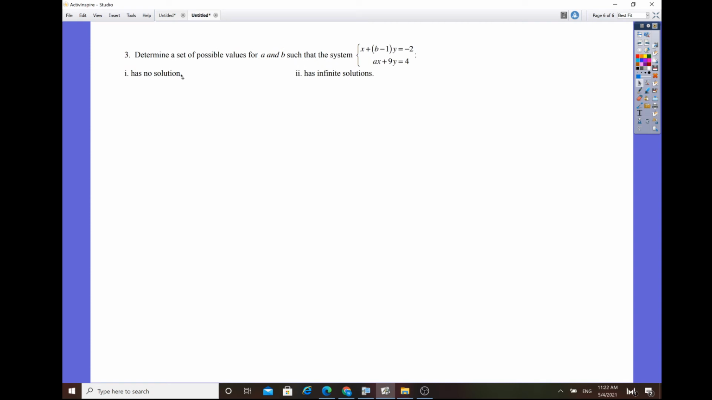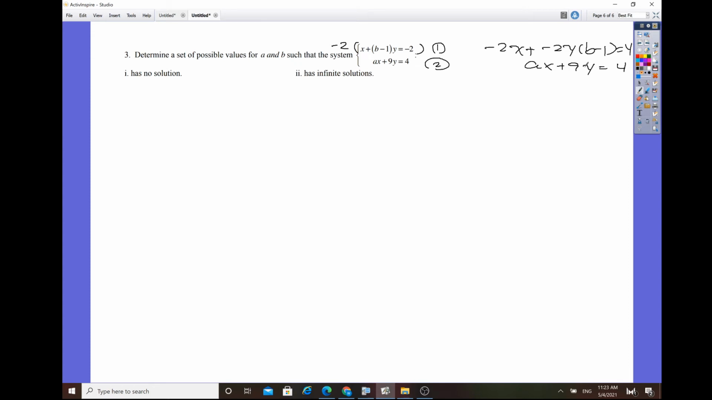Okay, so if those two equations are equal, one thing that we notice: for the first equation, let's convert that to the same quantity. So let's multiply the first equation by negative 2. What we found here is negative 2x plus negative 2y times b minus 1 equals 4, which is the same as the second equation, ax plus 9y equals 4. So the first equation is the same as the second one right now.